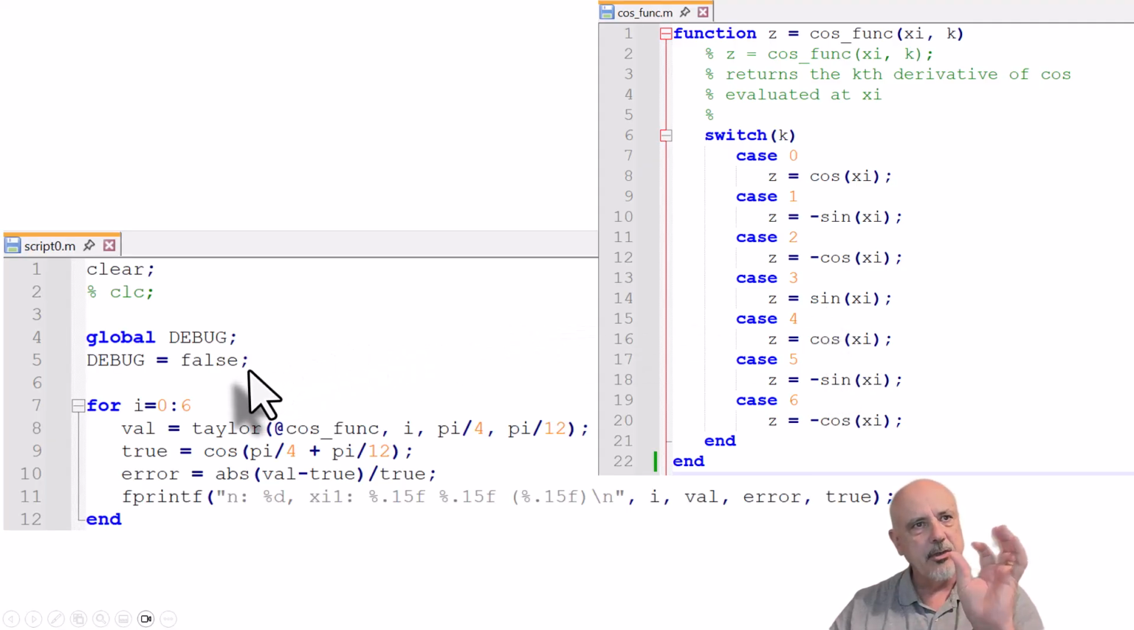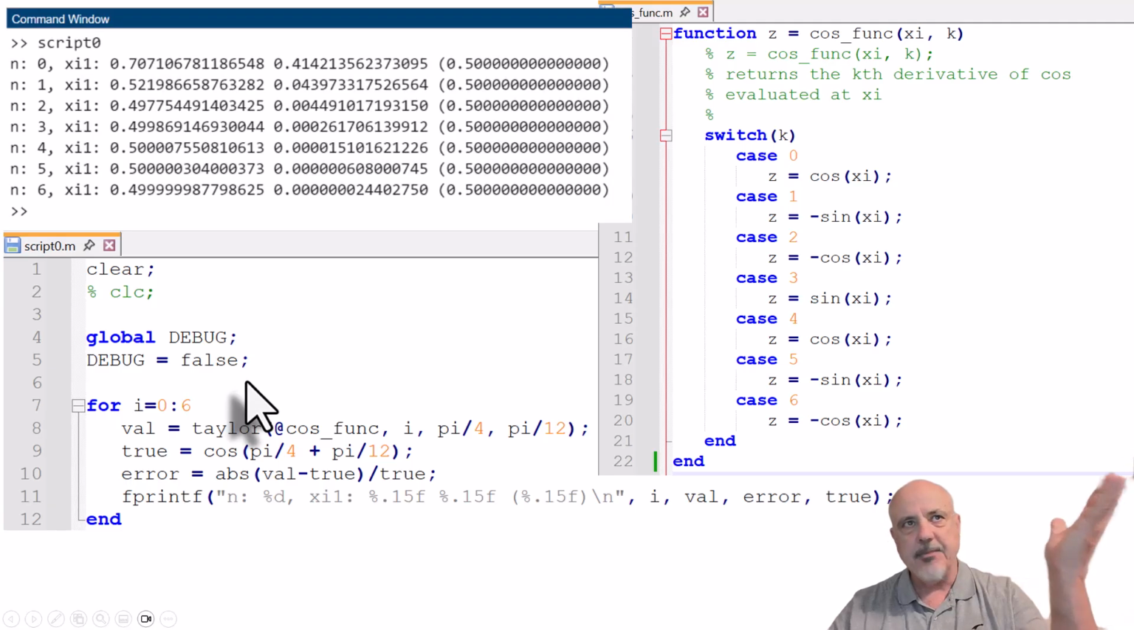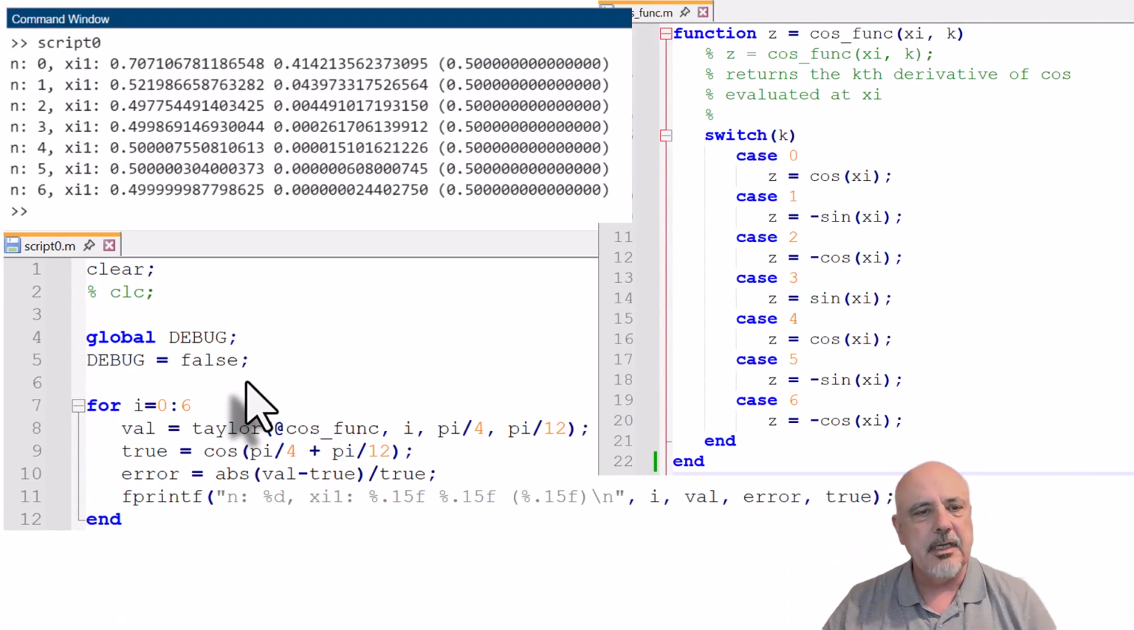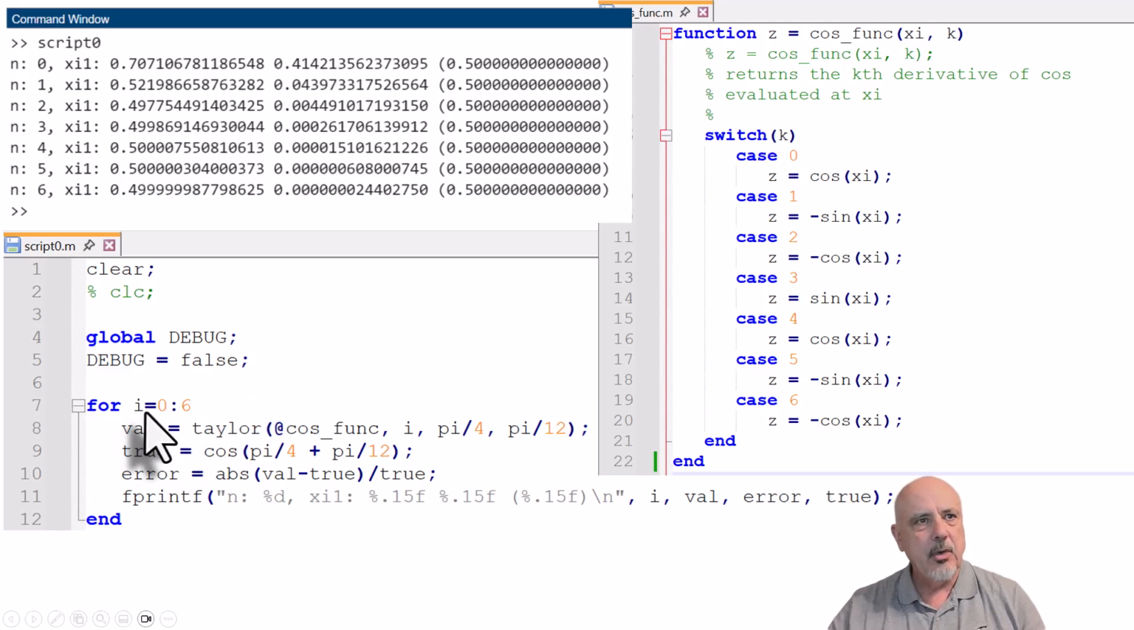And here's my script that generated the same table that was in the book. All right, let's walk through it. So now I'm going to call my Taylor function, and how I call my Taylor function, I give it an at cos func.